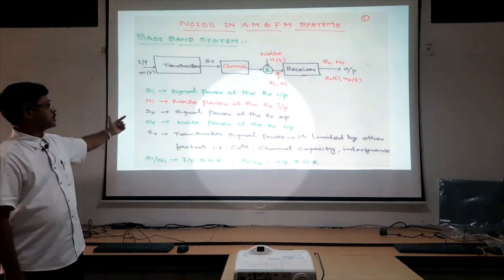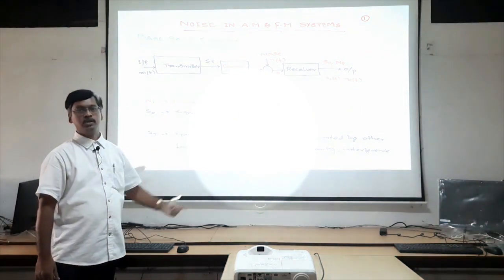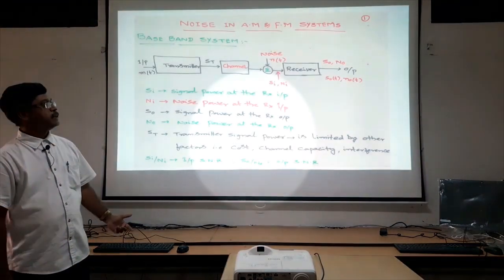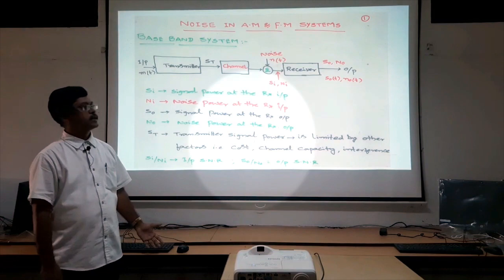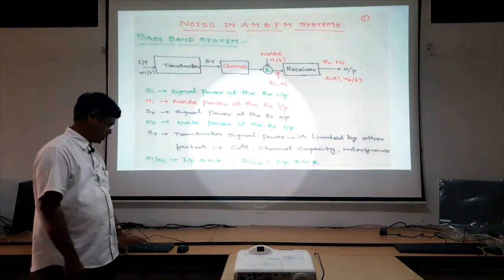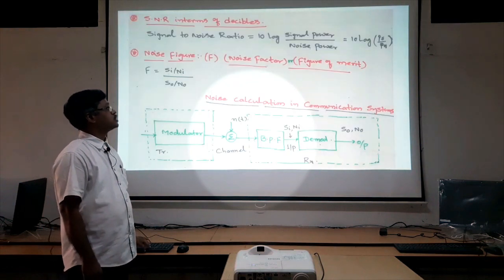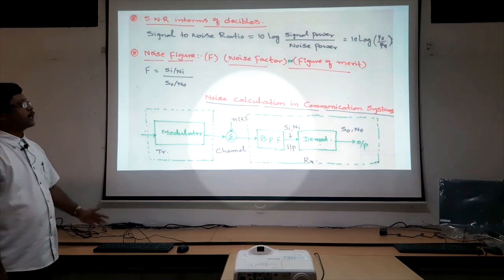This input signal to noise ratio and output signal to noise ratio is common for all modulation systems. That is, it may be AM system or DSB-SC modulated system or SSB-SC modulated system or vestigial sideband or frequency modulated system. So now I will switch to the signal to noise ratio calculation for AM system.